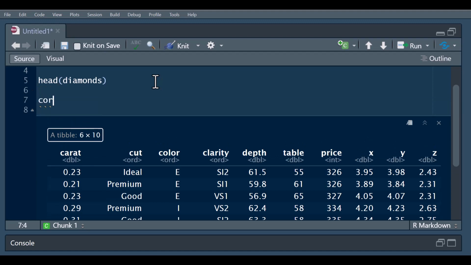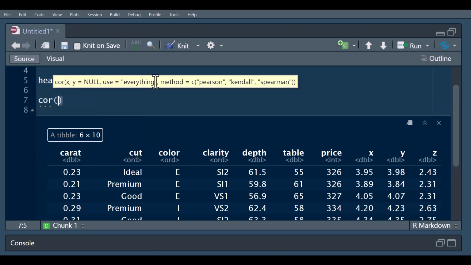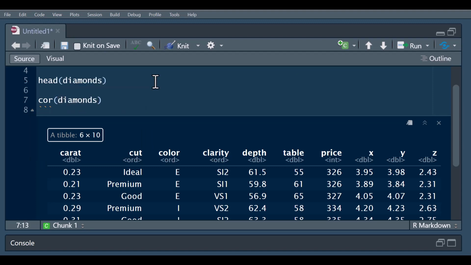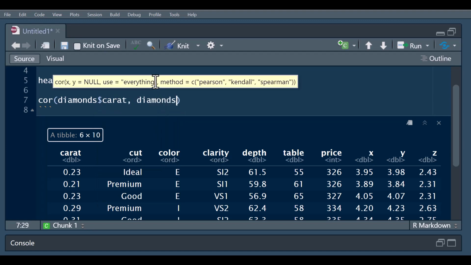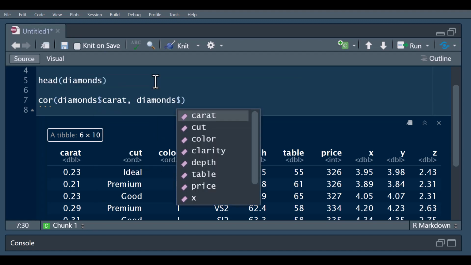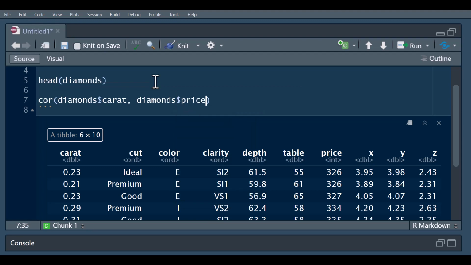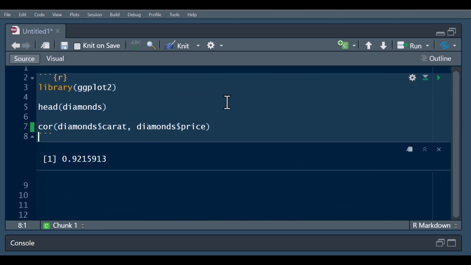So I'm going to say cor. I'm going to use the cor function. This function comes with base R. And I'm going to take my diamond carat and also take my diamond price. So you can see we have a value of 0.9.